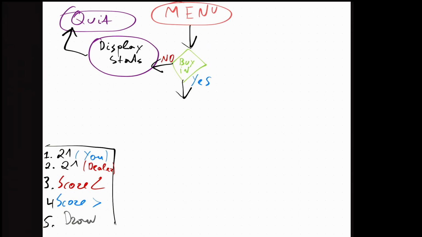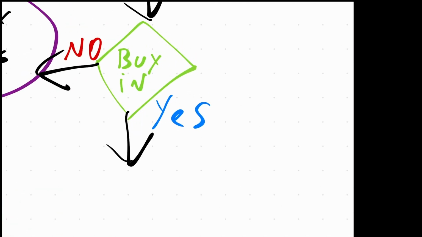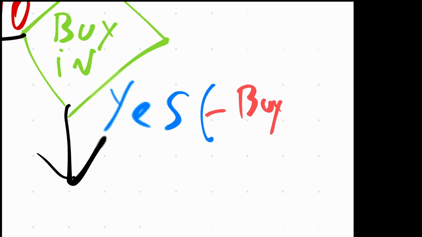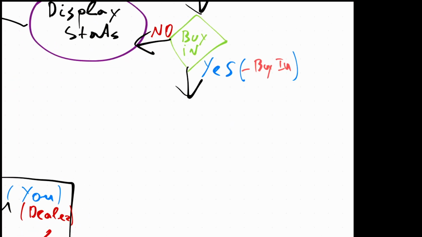So, you get charged. Yes, and minus. Yeah, I hope you can see that. Minus, but now you cannot see that. What color do I have? Orange, sure. Minus buy-in. It's because it costs the buy-in to play.